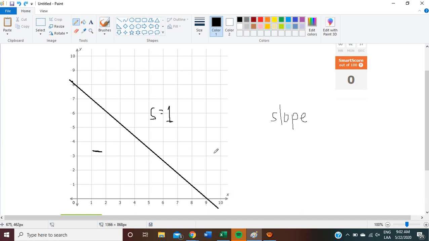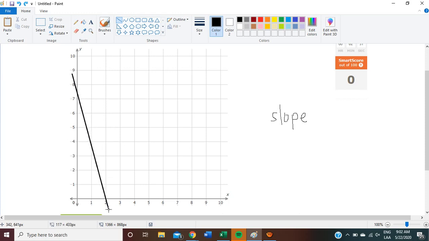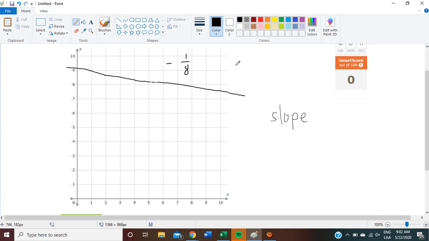Remember again, if the slope is very steep like this, it is going to be something like negative, let's say -7. The slope is going to be like -7. But if the slope is something like this, it is going to be like -1/8 or something like that. Okay, all right.